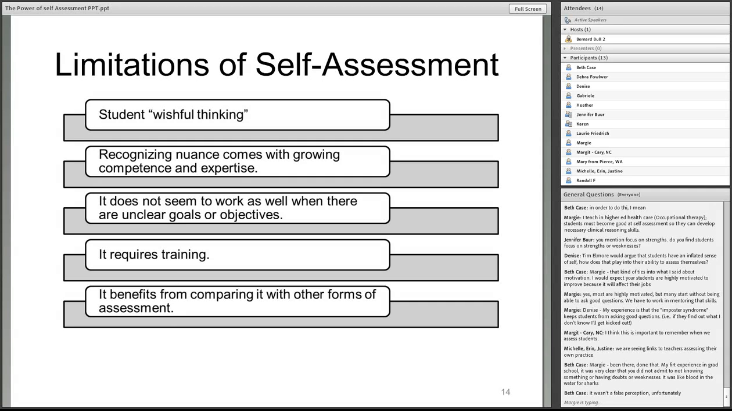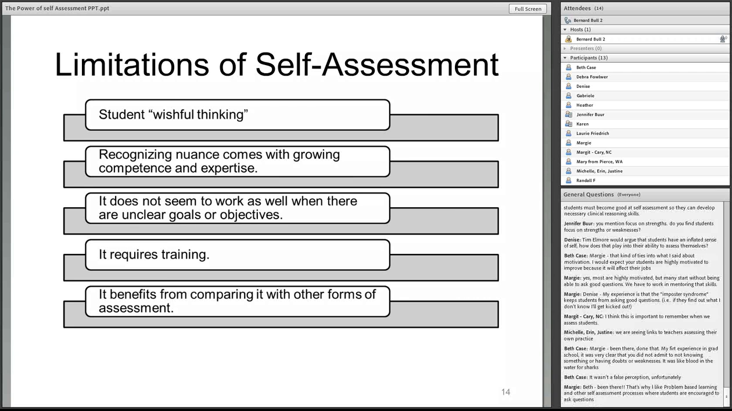And then the fifth one is it benefits from comparing the self-assessment with other forms of assessment. In other words, self-assessment isn't always a great tool in and of itself. It works well when we triangulate it, or at least compare it with another form of assessment, like peer assessment or teacher assessment or a computer-generated assessment. Now that can be very powerful, especially in the early stages of self-assessment, because the learner can compare their self-assessment with this other form of assessment, and as a result, they can learn to hone their skills in self-assessment.